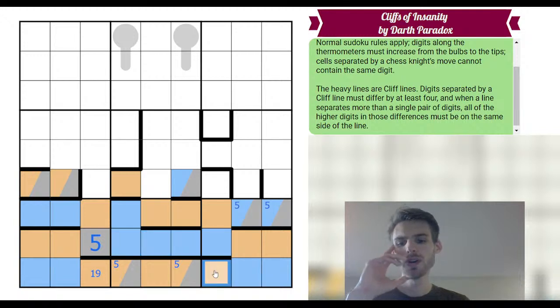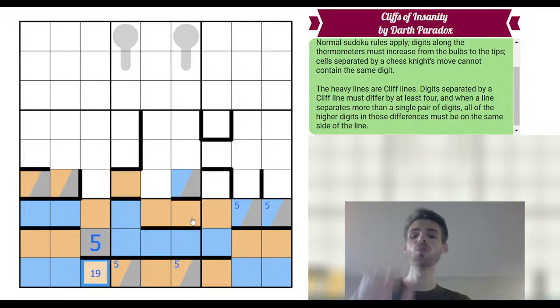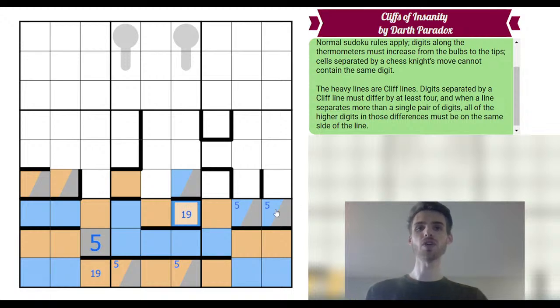What do we know about these ones? Oh, because of anti-knight. Oh, that's a good point. Right, right, sorry. This has to go here, because this one sees that cell by knight's move. Oh, no, it doesn't. What? No, it doesn't. This one sees those cells.